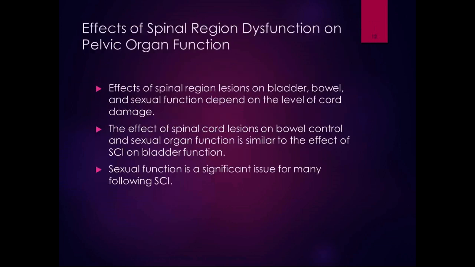So the effects of the spinal region lesions on bladder, bowel, and sexual function depend on the level of cord damage. The effect of spinal cord lesions on bowel control and sexual organ function is similar to the effect of spinal cord injury on bladder function, and we'll talk about that in the next section of the lecture. Sexual dysfunction is a significant issue for many people following spinal cord injuries.